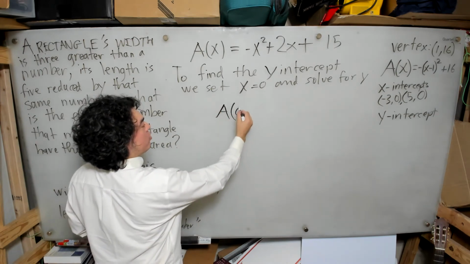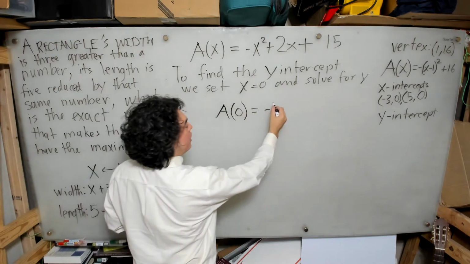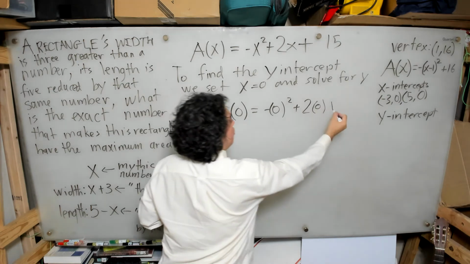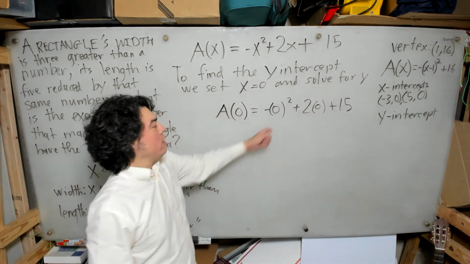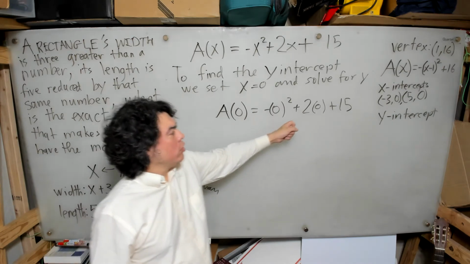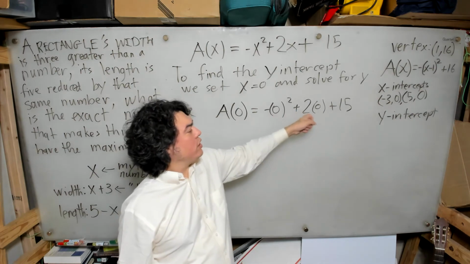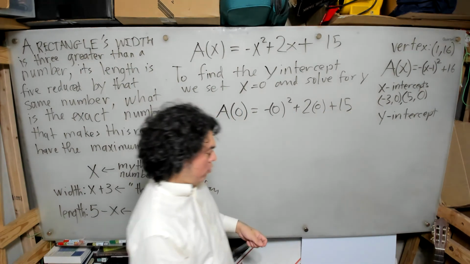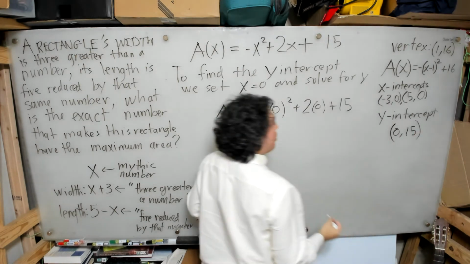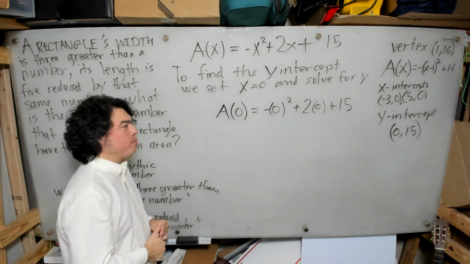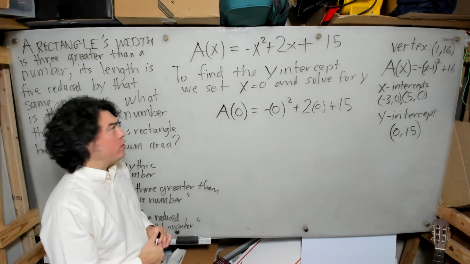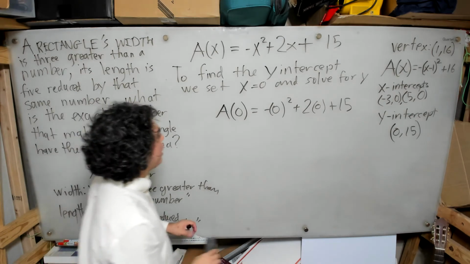If I set x equals 0, I get a of 0 equals negative 0 squared plus 2 times 0 plus 15. 0 squared is 0, times negative is 0. 2 times 0 is 0. So we're going to have 0 plus 15, so the y-intercept is (0, 15). We already know that it opens down. So now we know enough to graph this. Let's walk through this together.